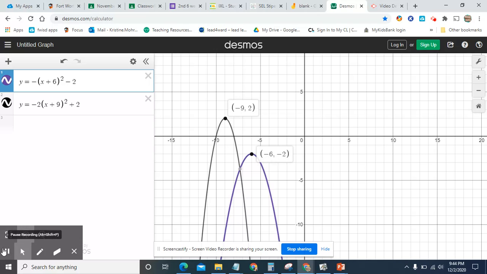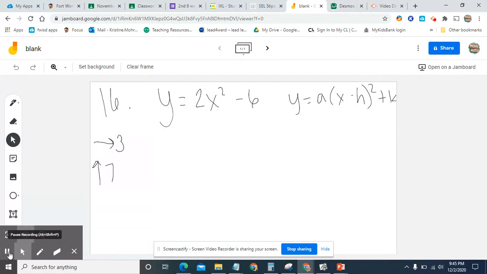Let me do this last one. All right, so here's number 16. It has the equation y equals 2x squared minus 6. It tells us we need to shift right 3 and up 7 spaces. This was just for us to reference here. This was the vertex formula, y equals a times x minus h squared plus k. So if you remember, h is what shifts left to right, and k is what shifts up or down.